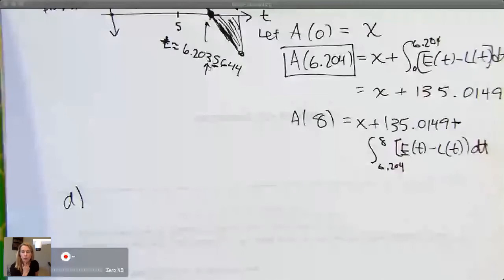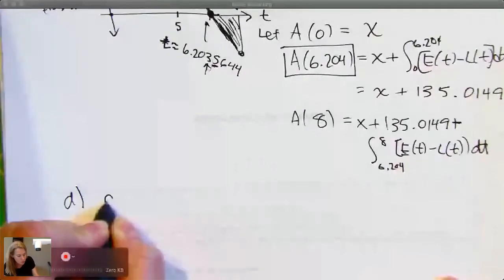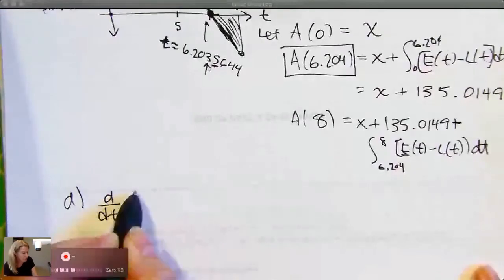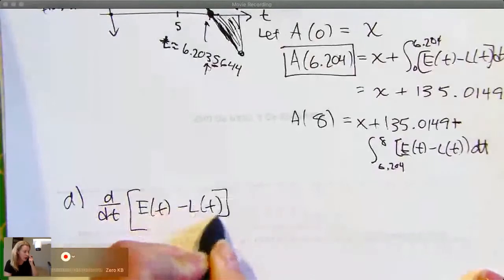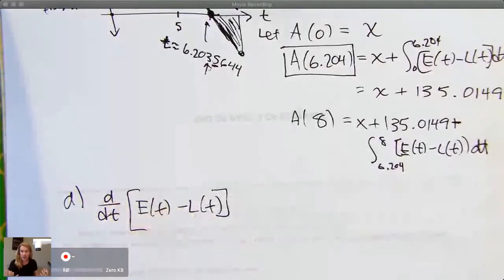what's the magic word? What is a rate of change in calculus language? Daniela got it? Yes, so derivative is what we're talking about. Slope, derivative, instantaneous rate of change. So let's take a derivative with respect to time of that E of t function minus the L of t function. Now, we can go through the process of taking that derivative.